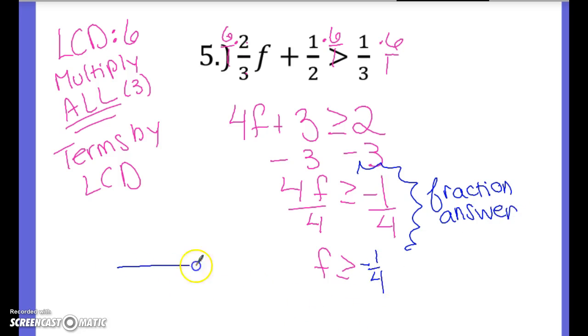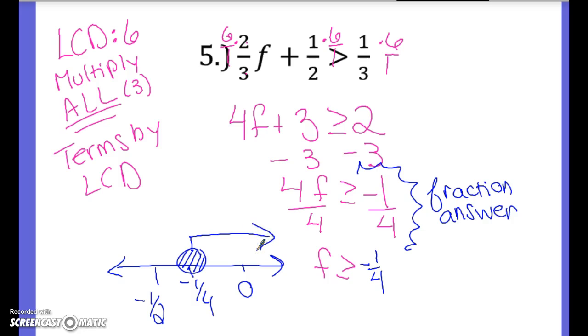So on my number line, again, I'm going to go backwards. I'm going to go 0, negative 1/4. And if I'm going by quarters, I'd have negative 1/2. It's a closed dot because it's greater than or equal to, and we're going to the right because those numbers are all bigger.